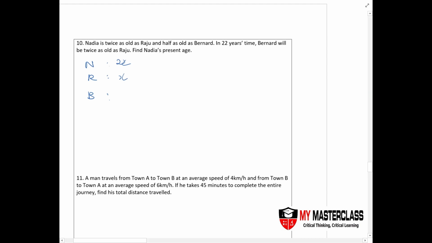Nadia is half as old as Bernard, which means who is more, Nadia or Bernard? Bernard, because Nadia is half of what Bernard is. So therefore, Bernard is 4x, because Nadia is half of Bernard, so Nadia is 2x. They're telling you that in 22 years' time, Bernard would be 4x plus 22, and Raju would be x plus 22.